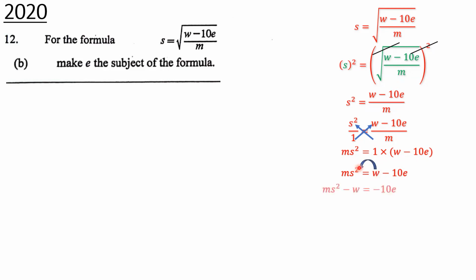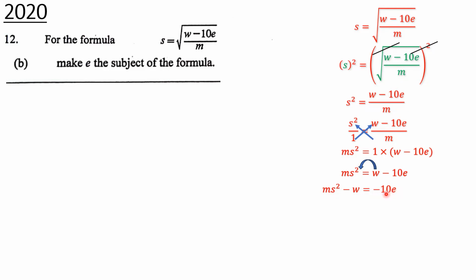And so that means that we're going to have m squared minus w. The reason why it's minus w is because we took this variable and we sent it over the equal sign, and it was a positive, and when we send it over, it becomes a negative. So m squared minus w equals negative 10e.